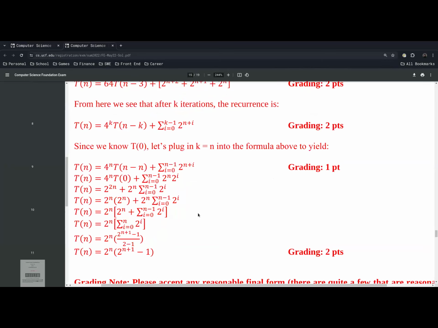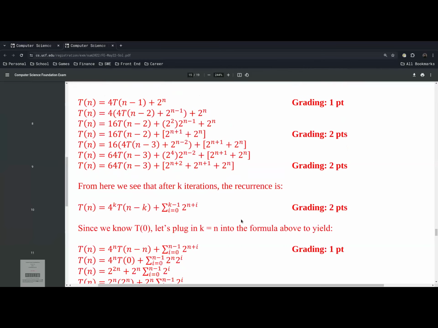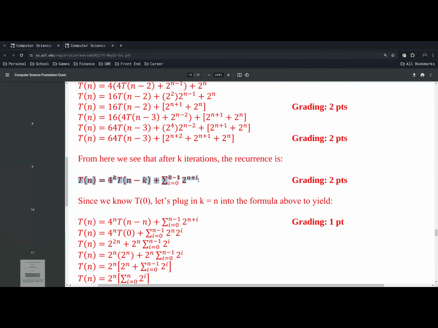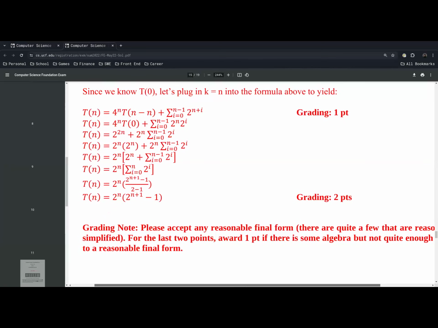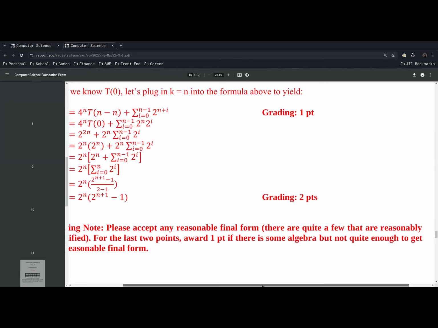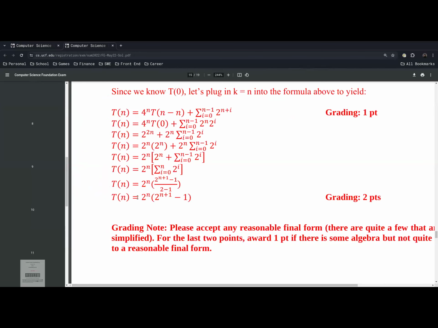So if we do our self-grading, we got 7 points here. We did all the iterations. We actually did one extra. They didn't require the extra one. We officially solved in general form, and we know that K, let's plug in K. So we got all of this, right? We're missing 3 points. So please accept any reasonable final form. There are quite a few that are reasonably simplified. Maybe ours was just reasonably simplified, but let's see what they did here.